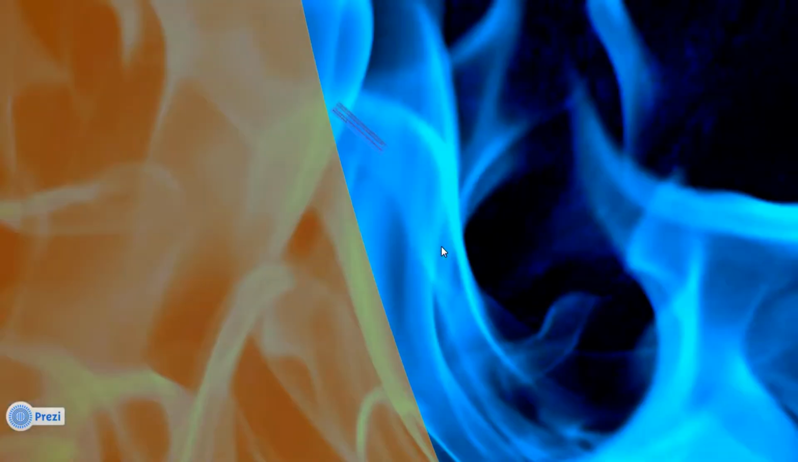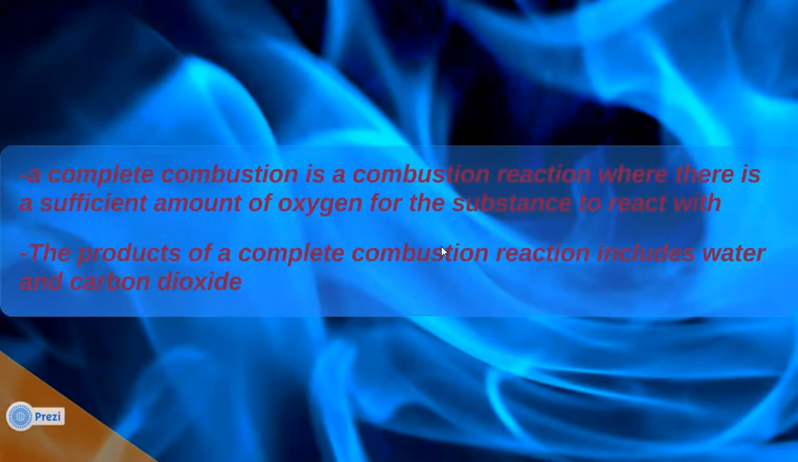So, a complete combustion reaction is basically a reaction where there's a sufficient amount of oxygen for the substance to react with. Now, the products mainly include water and carbon dioxide, and this is why control over ventilation of a combustion reaction is key during experiments.